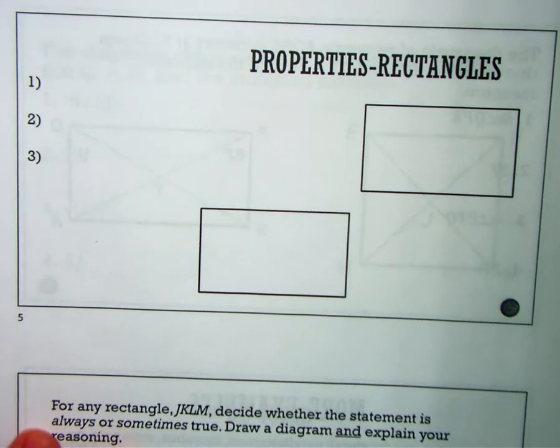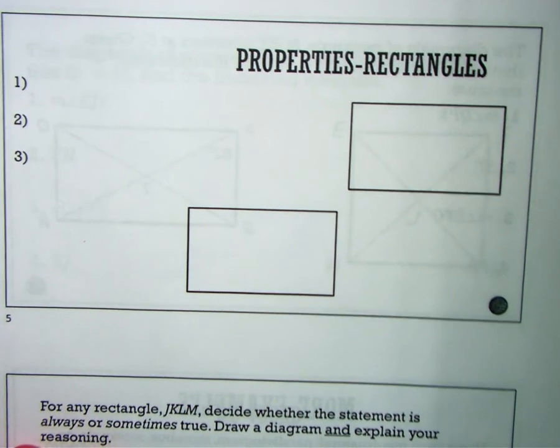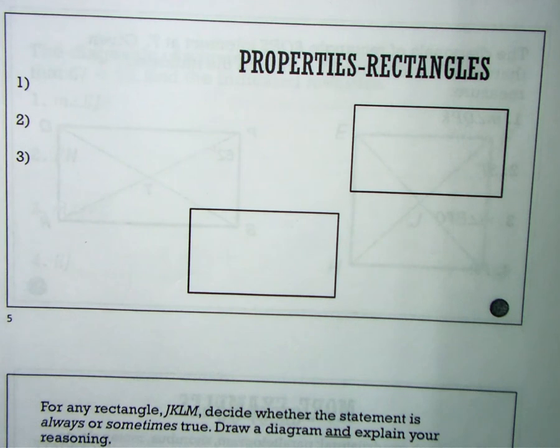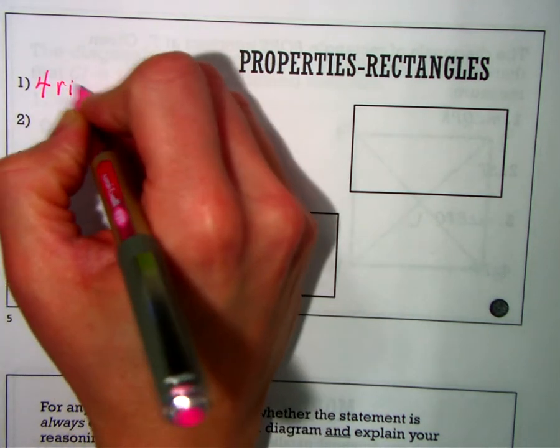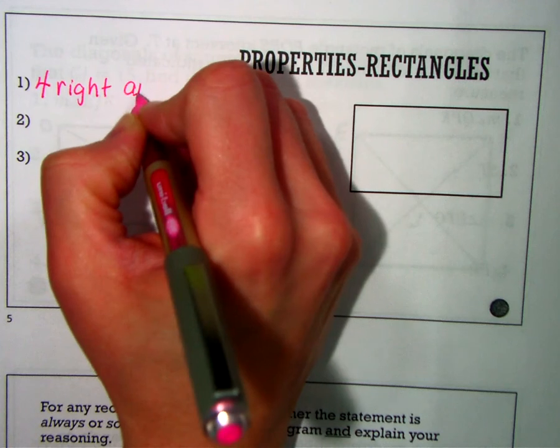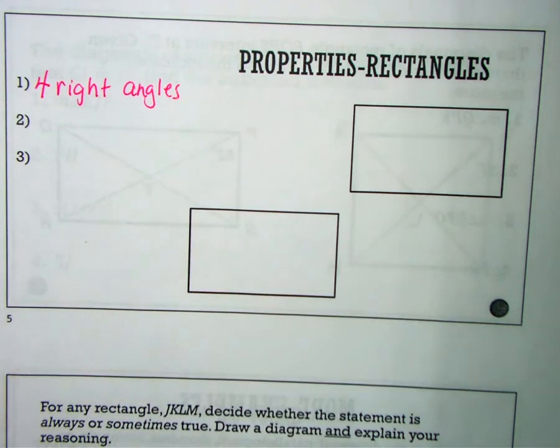Okay, and there's really only one property of a rectangle that you need to know. Okay, so we'll write in the definition here. The definition of a rectangle is that it has 4 right angles. So 4 right angles is your one thing. That's the thing you already know. That's the definition, and we should already know that one.